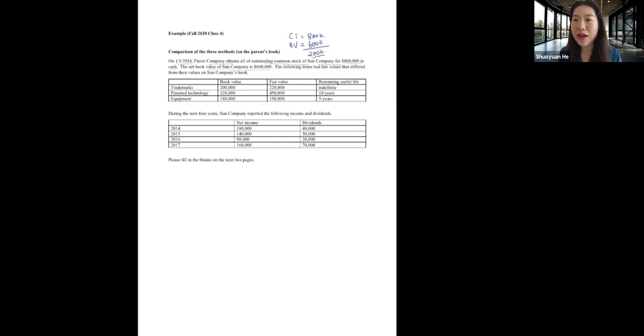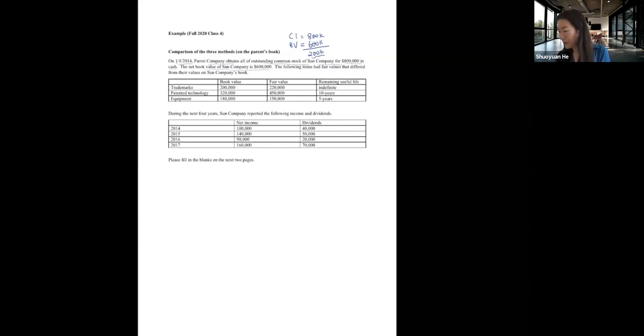And then we need to allocate it among all of the identifiable assets and liabilities which have a difference between fair and book value. And if it cannot be allocated, the remaining amount is the goodwill. So let's see here. The following items have fair values that differ from their values on Sun's book. So here it tells you which items have a difference between fair and book value.